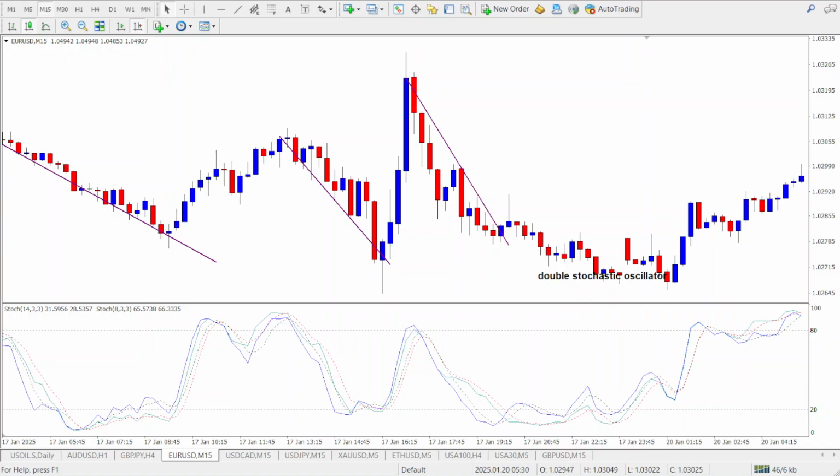All right, now remember that these signals are more reliable when they align with other technical tools like trend lines, support and resistance levels, candlestick patterns. So pay attention to all those as well. Now, before we wrap up, here are a few tips to maximize your success with the double stochastic oscillator. The first is to combine it with other tools. All right, do not rely on it alone. Look for confluence with other indicators or price action.